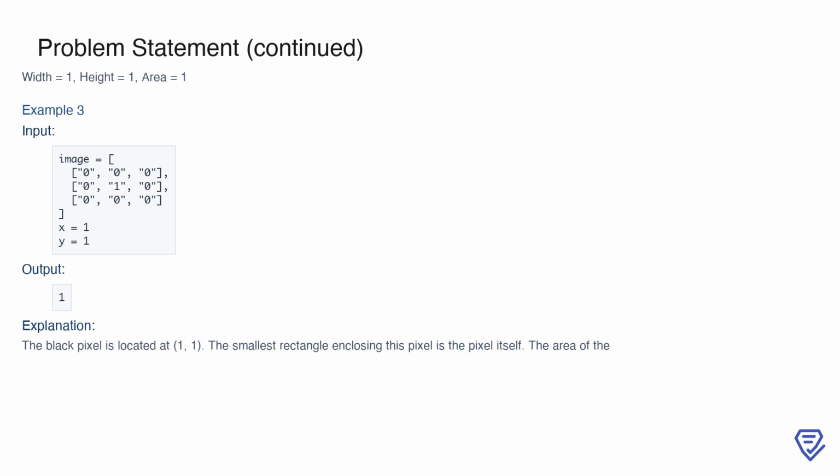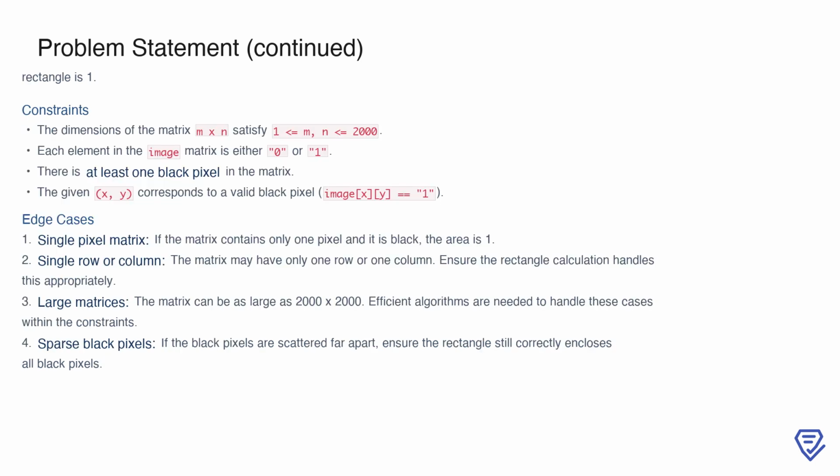Now let's move to another example where the black pixel is located at the center of a larger matrix. Here, the input matrix has 3 rows and 3 columns. The only black pixel is at position 1, 1, as given by the coordinates x, y. Similar to the previous example, the smallest rectangle that encloses this single pixel is the pixel itself. The width and height of the rectangle are both 1, so the area is again 1.